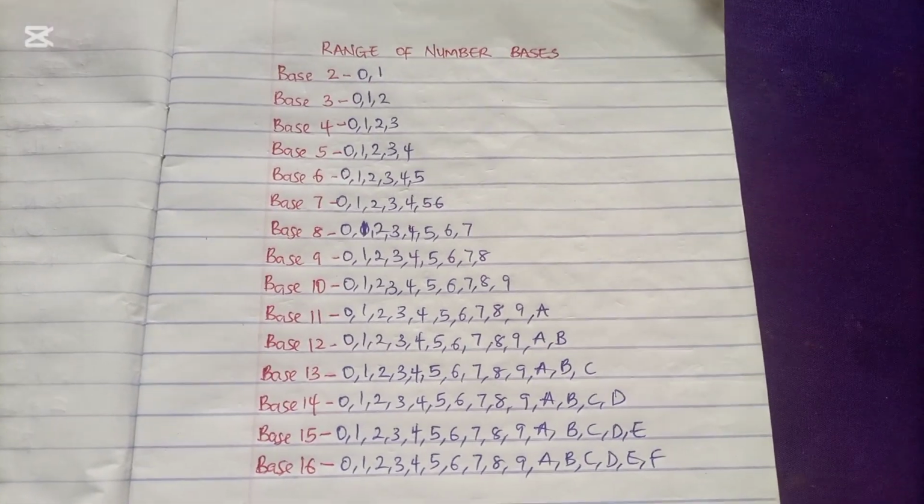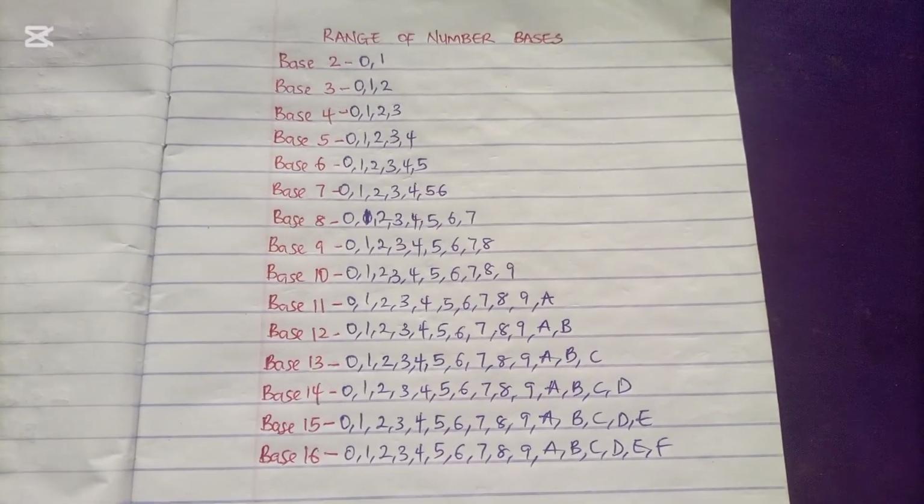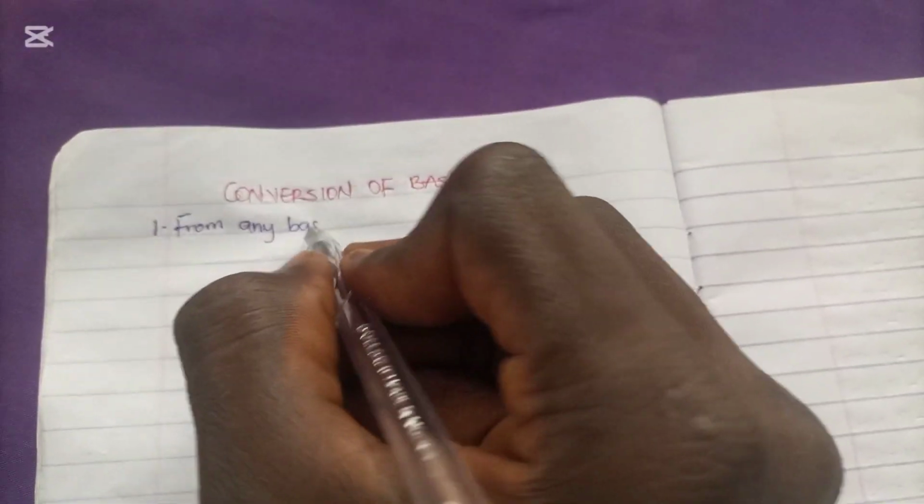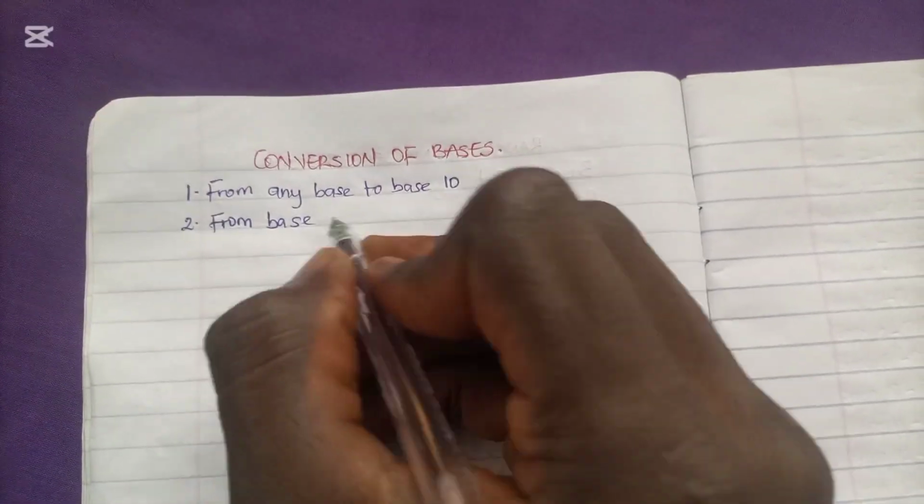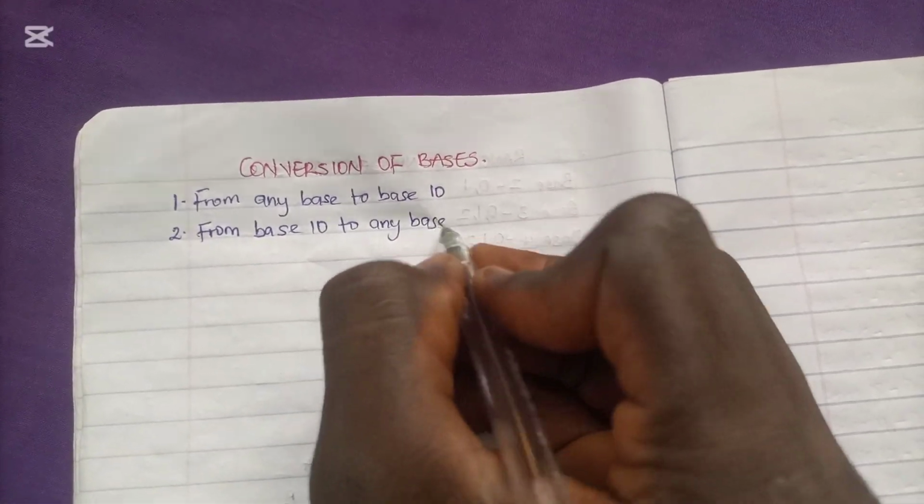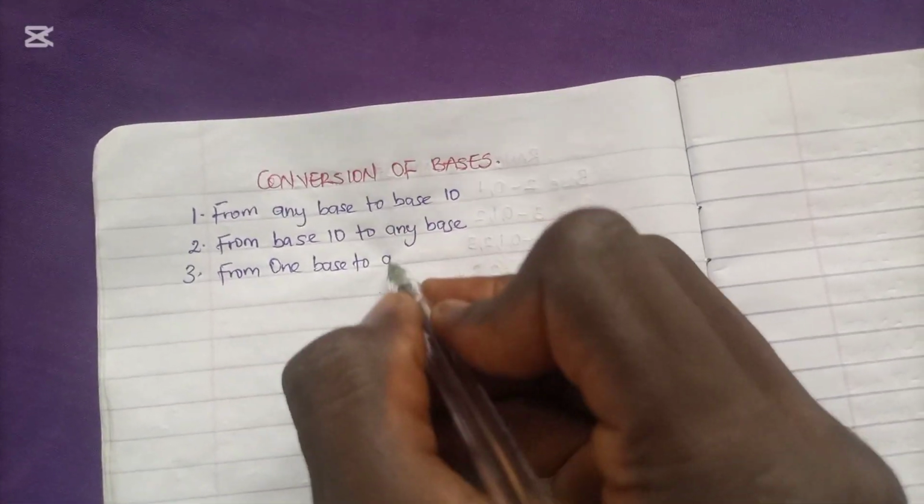So that aside, moving on to conversion of bases, the reason for bringing this up again is because it will really help us in conversion of bases. So let's move on to conversion of bases. There are three main ways by which numbers can be converted. The first one is from any base to base 10, the second is from base 10 to any base, and the third is from one base to another.